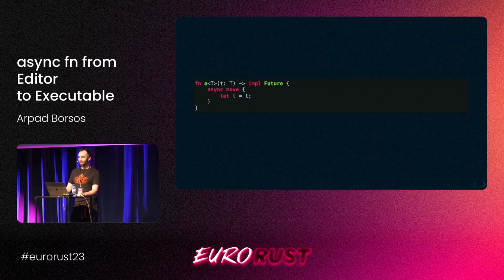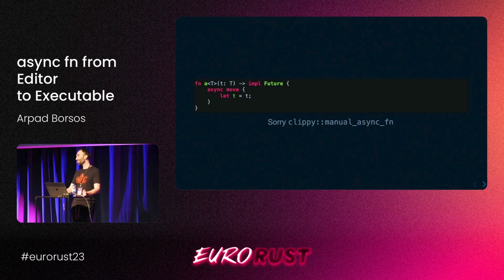And here we can also see in the example that if you have an argument, the async move block explicitly captures all of the arguments that you give your async function, which we will also see examples of later on. And well, this is pretty much exactly the opposite of what Clippy would tell us. So, well, sorry Clippy.